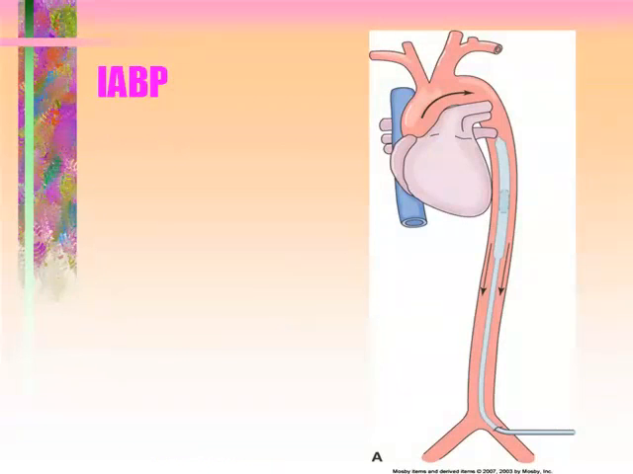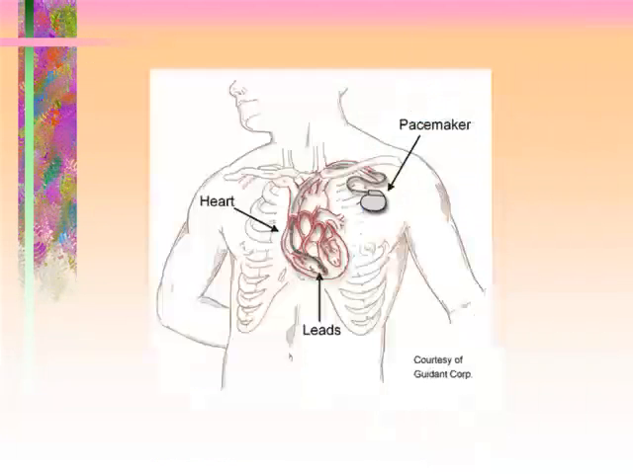This is what an intra-aortic balloon pump looks like, or counterpulsation. It's inflated during diastole and deflated during systole. It decreases afterload and increases the blood supply to the heart itself.